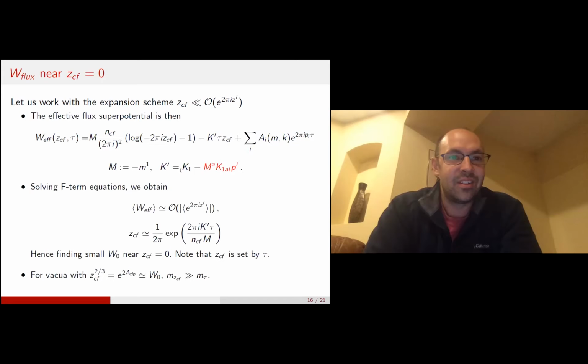Anyhow, you can solve the F-term equations for the conifold modulus and the axiodilaton and compute the value of W0. The result is again that W0 is exponentially suppressed, and at the same time the conifold modulus is extremely close to the conifold point. Note that in the vacua that we're quite interested in, that could be used for the de Sitter uplifting, the value of the conifold modulus is set by the axiodilaton, and the mass of the conifold modulus is a lot bigger than the mass of the axiodilaton.